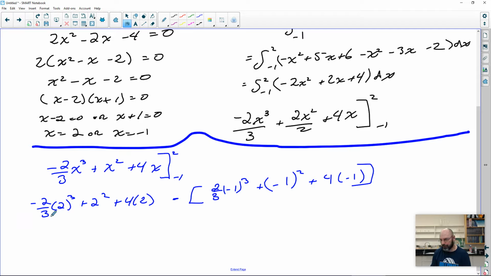Okay, so this would be negative 2/3 times 8. So that'd be negative 16 over 3 plus 4 plus 8 minus, and this would be negative 1 times that would be negative 2/3. This would be plus 1, and this would be minus 4.